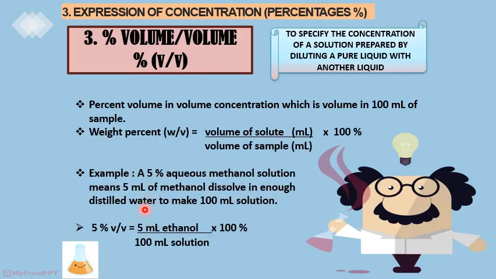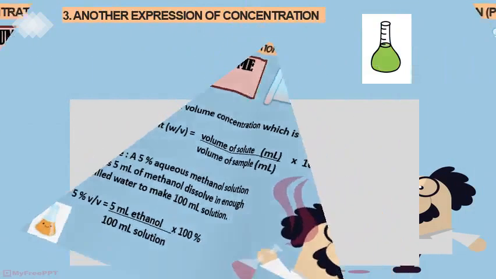So example, a 5% aqueous methanol solution means 5 milliliter of methanol dissolved in enough distilled water to make the 100 ml solution. So according to the formula, 5% volume per volume equals 5 milliliter ethanol over 100 milliliter solution times 100.